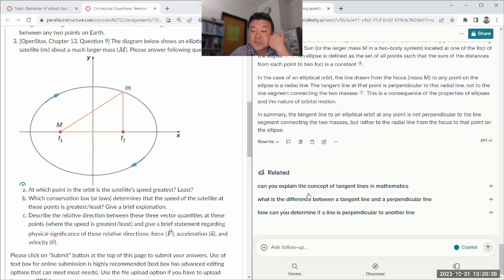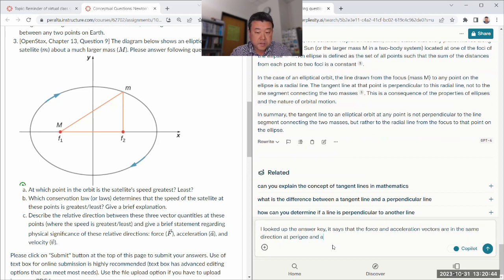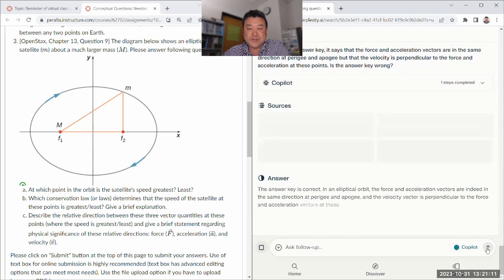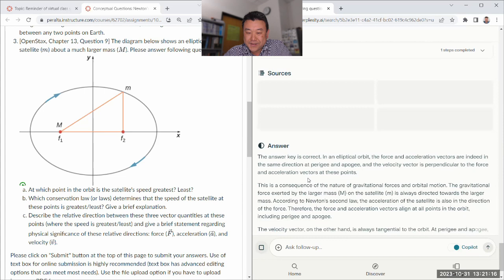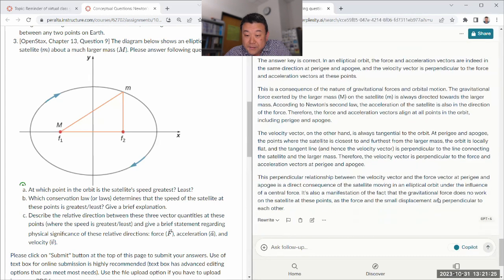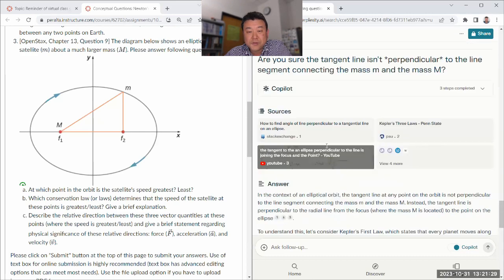All right, I'm going to say it's partially wrong on C, because I looked up the answer key. It says that the force and acceleration vectors are in the same direction at perigee and apogee, but that the velocity is perpendicular to the force and acceleration at these points. Is the answer wrong? Answer is not wrong. Okay, it's correct. Is it going to apologize? Unless it's perpendicular to. Yeah, okay, that is correct. So all of that, the last response is correct.